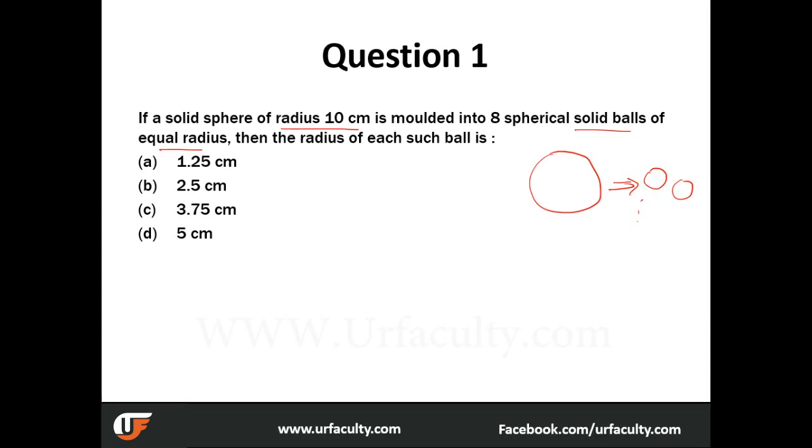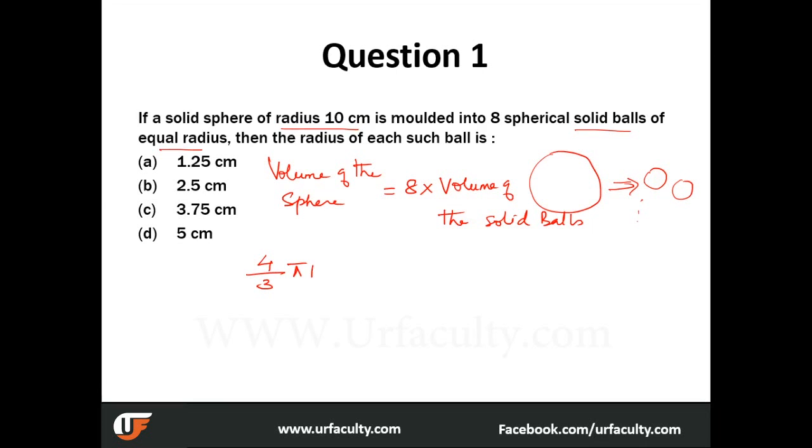The simple way to do this problem is just saying that volume of the solid sphere is equal to 8 into volume of the solid balls. Alright. So what is the volume of a sphere? We know the formula 4 by 3 pi r cube. I am making it as capital R for this large sphere, and for the small one I'll put a small r, is equal to 8 into 4 by 3 pi r cube.